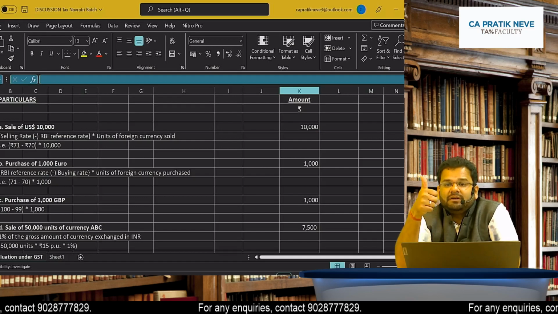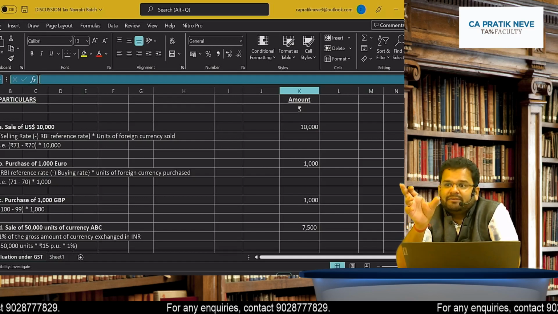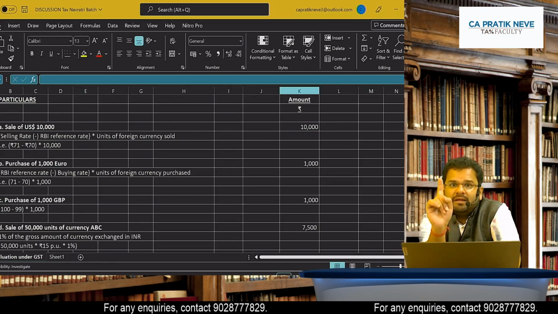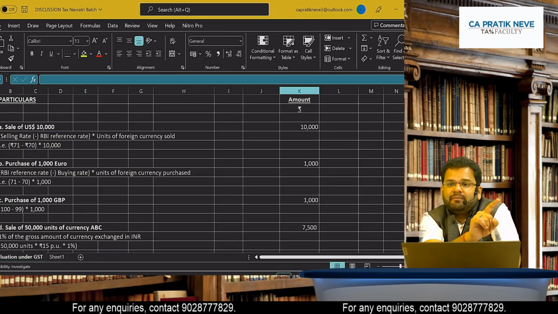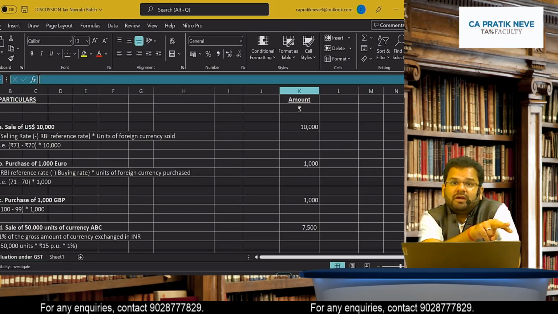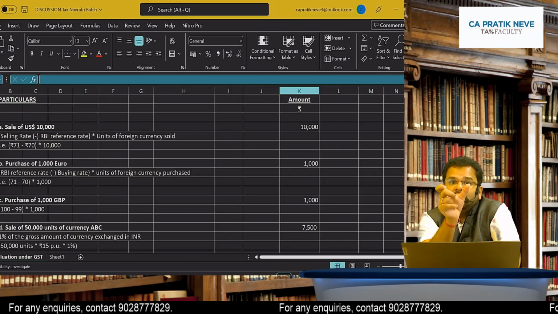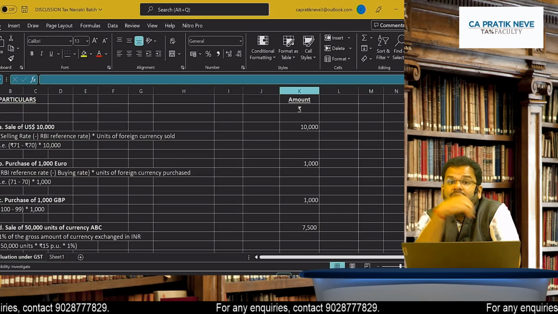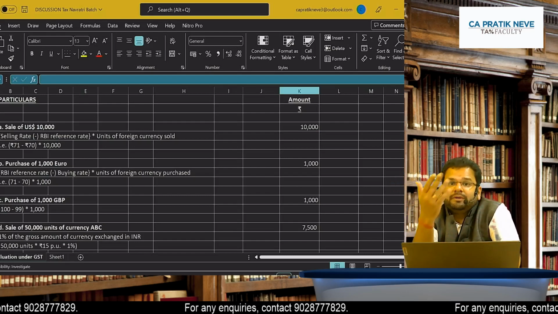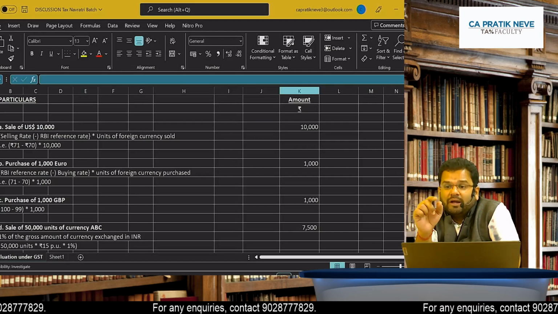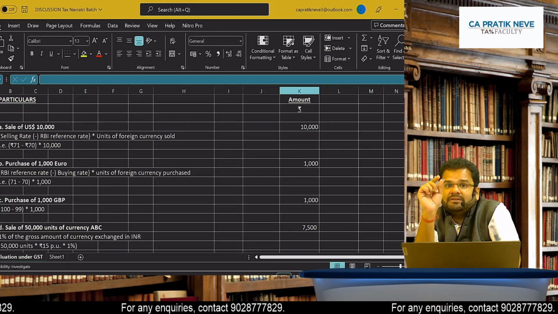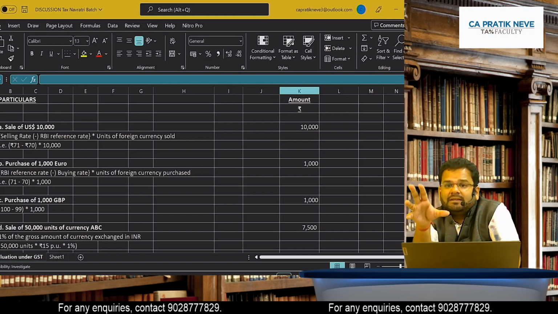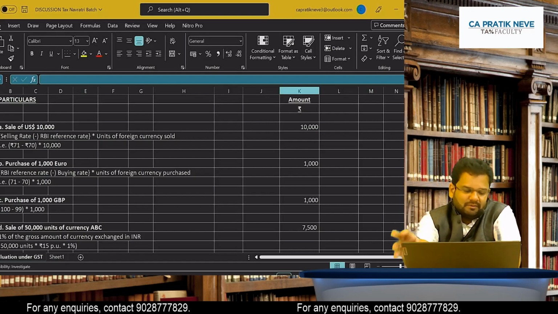RBI reference rate minus buying, RBI reference rate and buying slash selling price should be compared. This is when RBI reference rate is available. When RBI reference rate is not available, find out the value in rupees and take 1% of that as the value. And lastly, when none of the currency involved is rupees, then you find the equivalent in rupees in both cases. Whichever is lower, take that and take 1% of that.